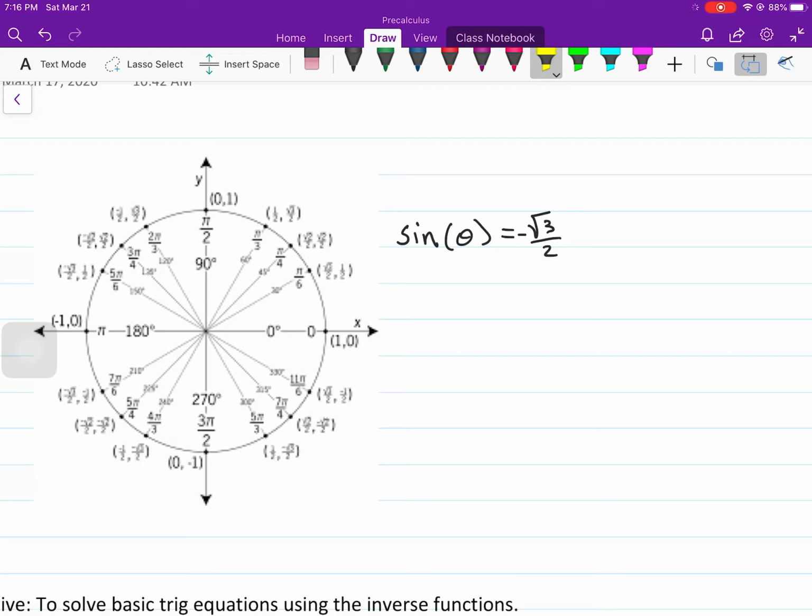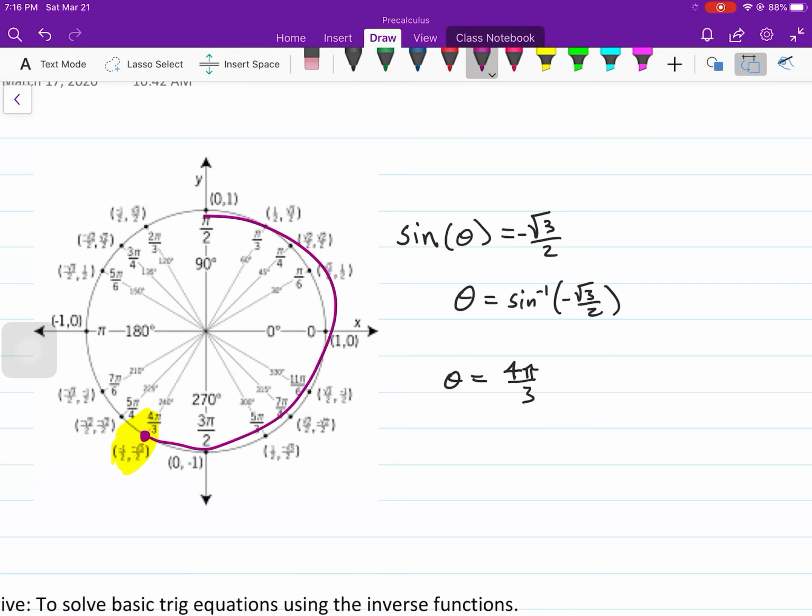Well, it happens at two different places. Let's go with the first one, 4 pi over 3. So we know that this solution, we would say theta equals sine inverse of negative square root of 3 over 2. And so then theta is going to be 4 pi over 3. Now this doesn't just happen here, but it'll happen 2 pi later, and then 2 pi after that, and then 2 pi, you get the point. It's just going to keep going around and around.